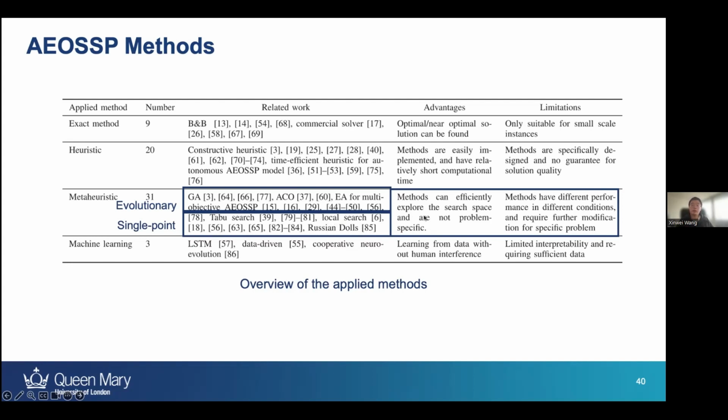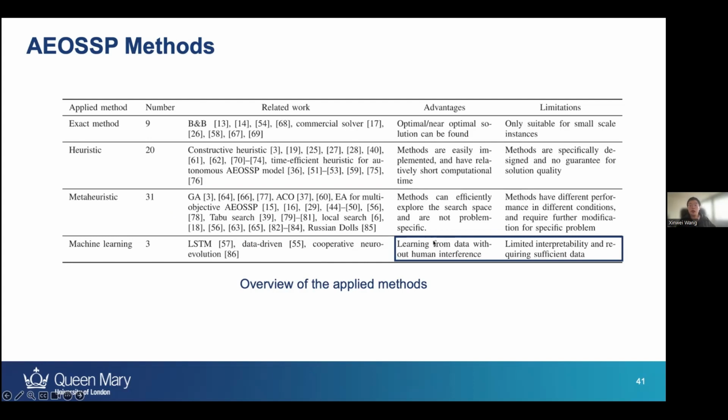However, there are also some limitations for meta-heuristic. One major constraint is that the meta-heuristic could have different performance in different parameter settings, and the performance could be not stable with different numbers of satellites and targets to be observed.